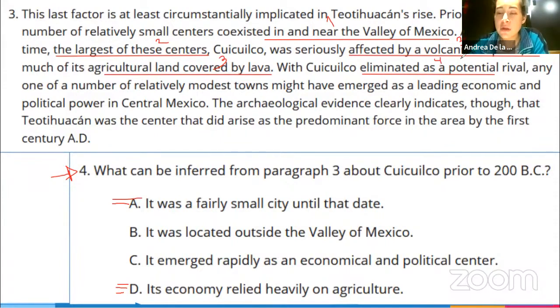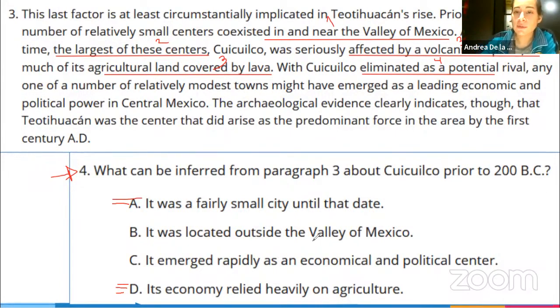This is where they stop talking about Cuicuilco. Everything else is about other towns, about Teotihuacan. But remember, what we need to know is what happened with Cuicuilco prior to 200 BC. So we don't really care about other towns. We don't really care about Teotihuacan or anything else, right? We stop reading when we don't get what we want. So those are the things that we know about Cuicuilco.